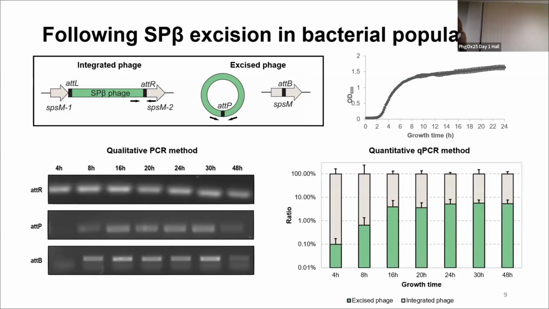And to get a bit more quantitative information, we also performed qPCR, where we saw that at 8 hours the signal for the excised phage starts appearing and then reaches its maximum at 16 hours. And this held until the last time the phenotype was monitored, at 48 hours. So it reaches a maximum of around 5%.